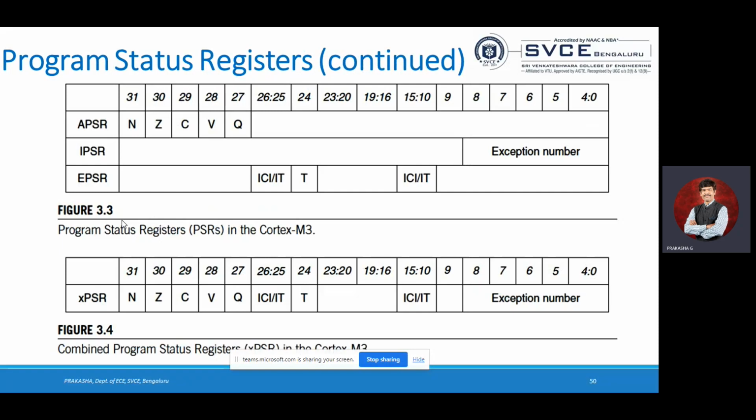N indicates negative, Z indicates zero, C indicates carry, V indicates overflow, Q is a special flag. These are all the flag registers. The flags are available in the 32nd bit, the MSB, bit number 31. It indicates N. N indicates negative.